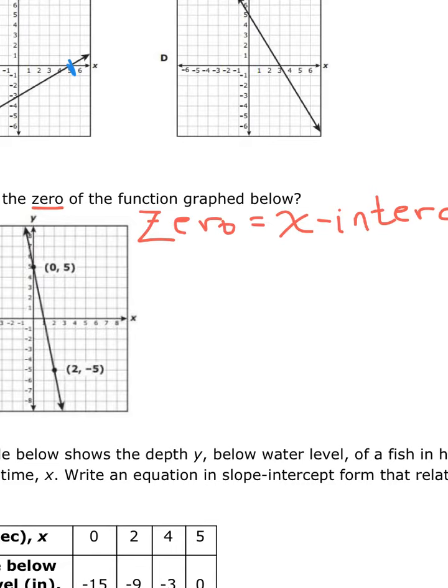I said 1. Everybody else sit down now. It's not a race. It's not a competition.